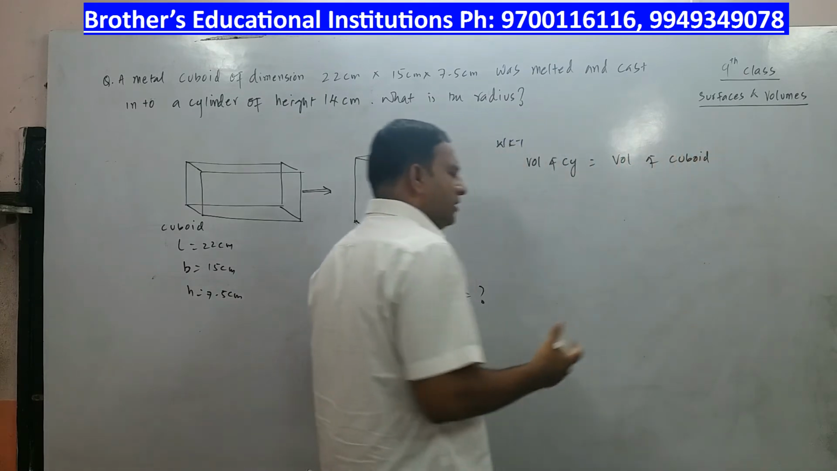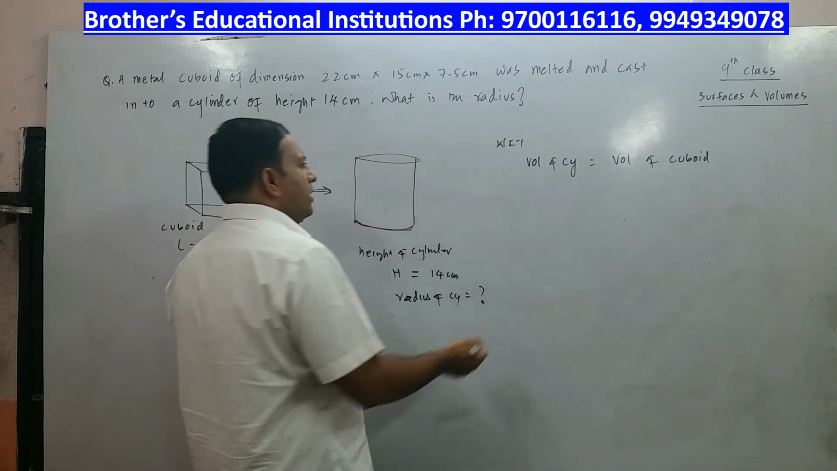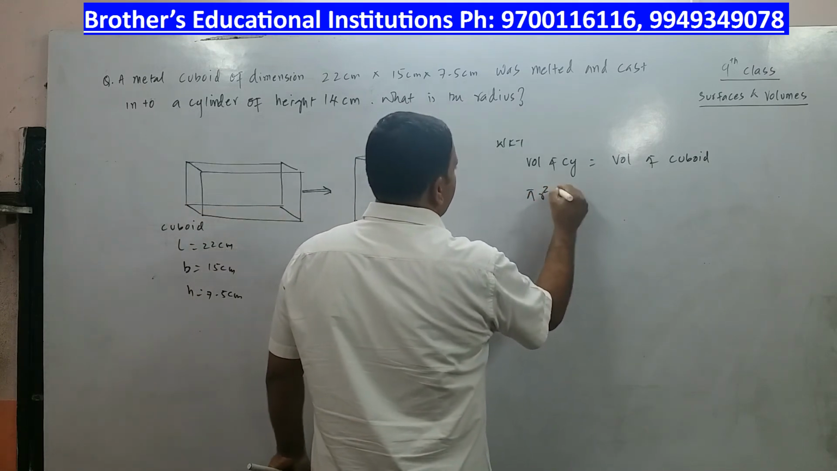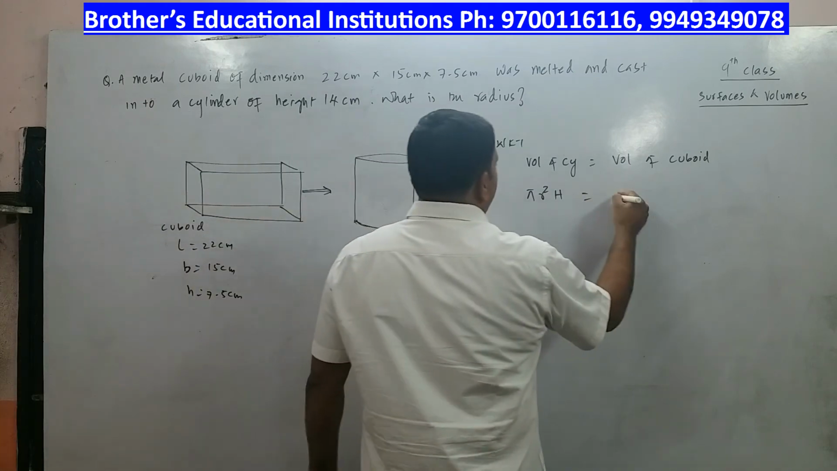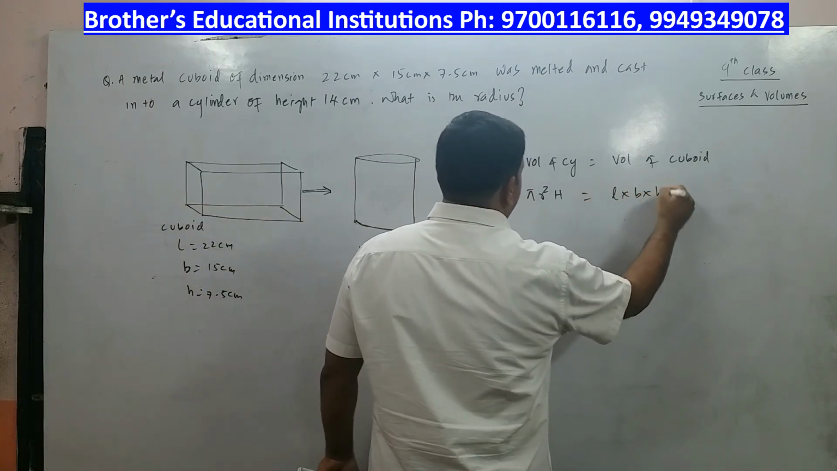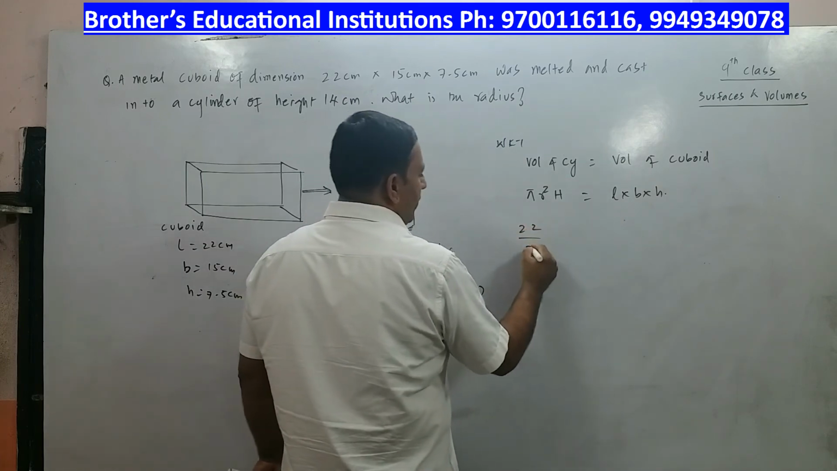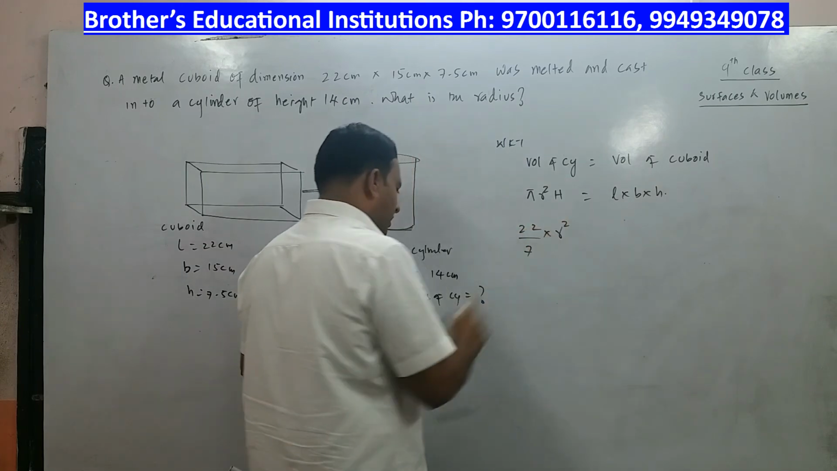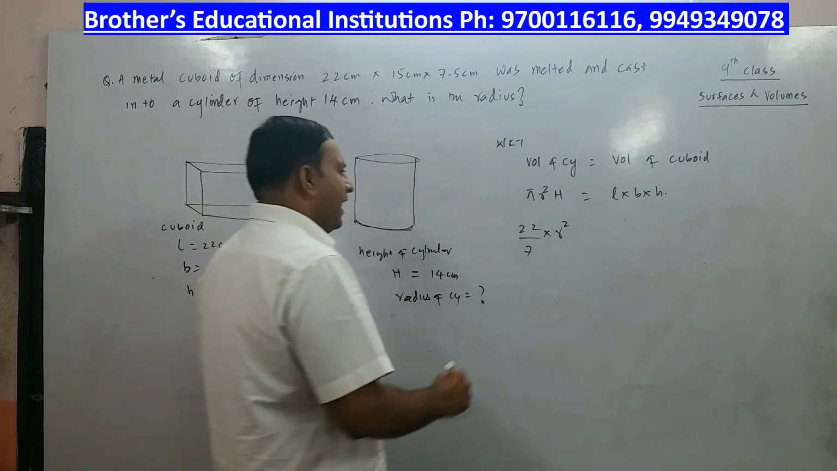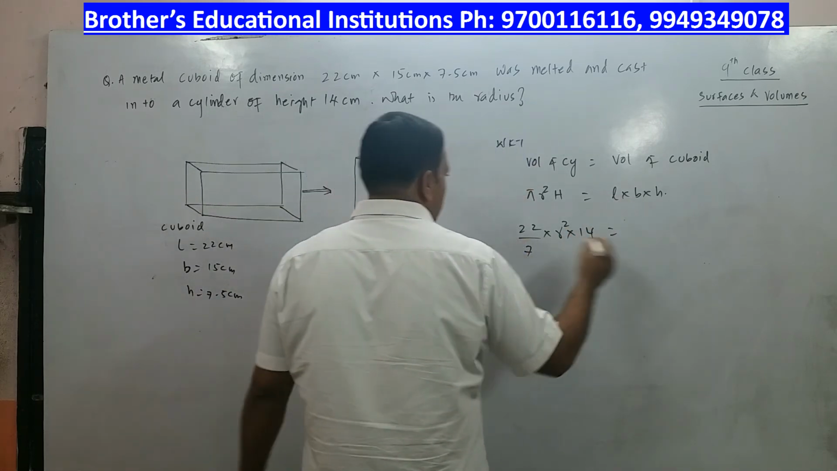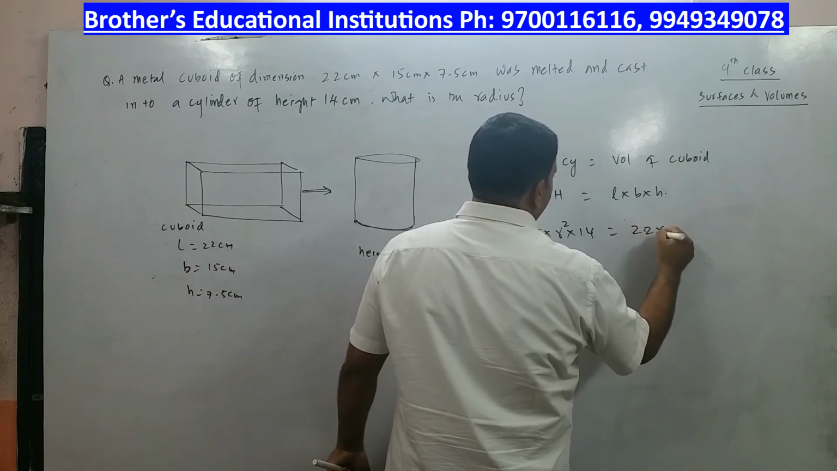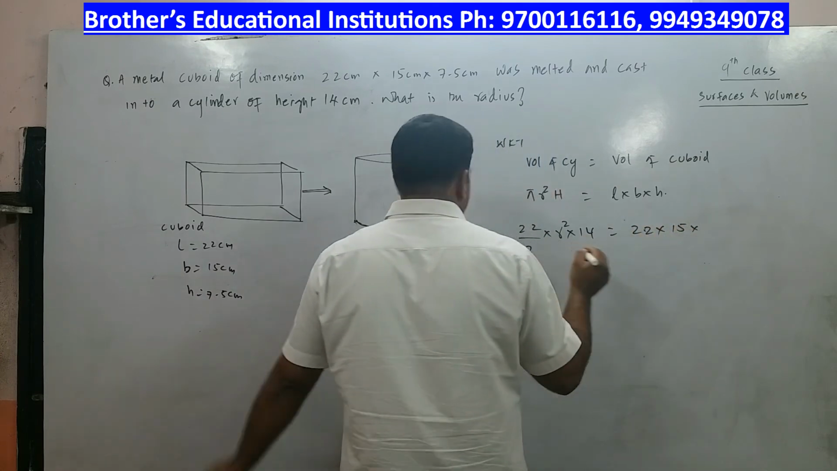And the best part is everything is in centimeters. Now what is the volume of a cylinder formula? Pi r square into capital H. Pi r square h. And what is the volume of a cuboid? Length into breadth into height. So pi means 22 upon 7. R square we are supposed to find, the radius of the cylinder. H is how much? H is 14 centimeters. L into B into H, 22 into 15 into 7.5.